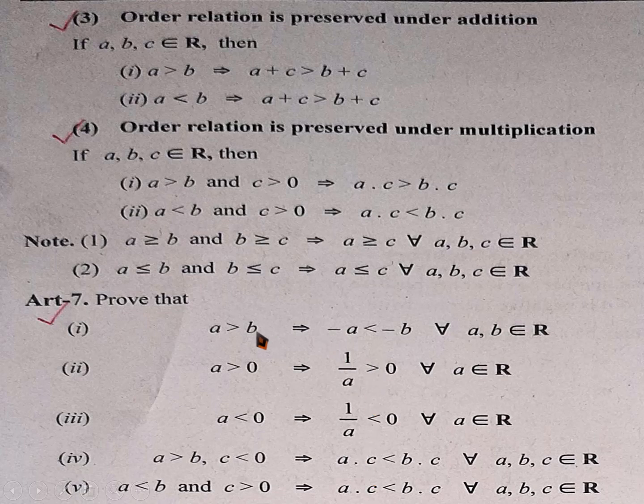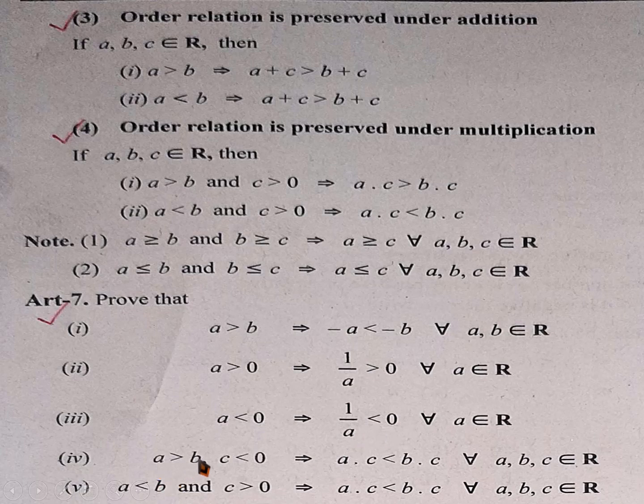Now here are some very easy results. You may see the proof of these results from the book. This is very easy, no problem. Now if a is greater than b, then minus a will be less than minus b. If a is positive, then its reciprocal is also positive. If a is negative, then its reciprocal is also negative.